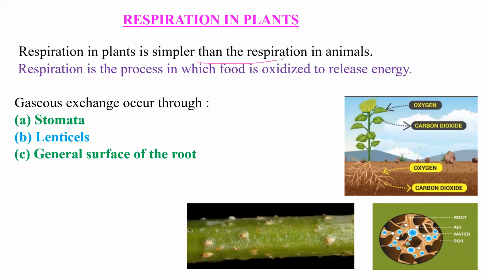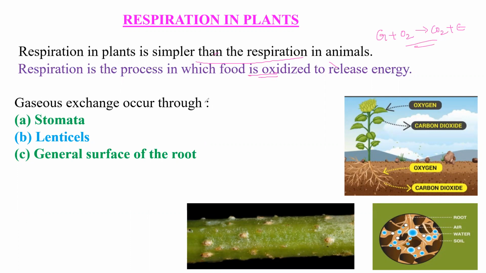Compared to animals, a plant's respiration is a very simple form. And here, you can write the definition the same way as you mentioned under the animals case. Glucose, in the presence of oxygen, breaks down to release energy, along with the release of carbon dioxide.